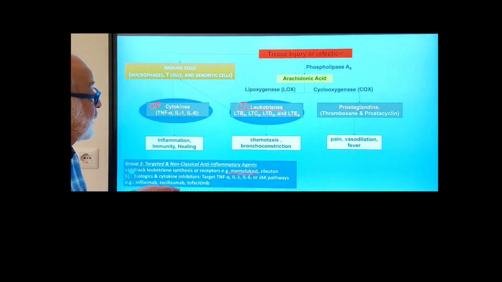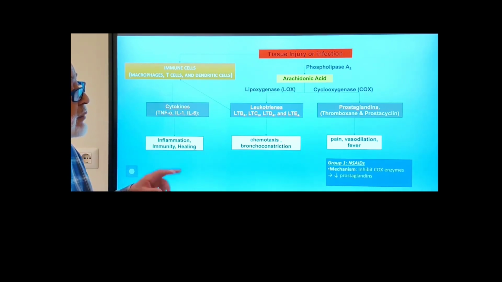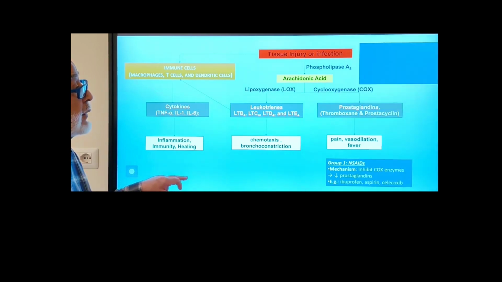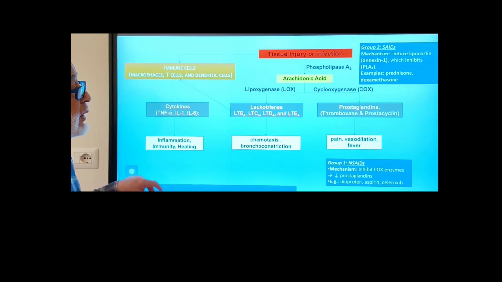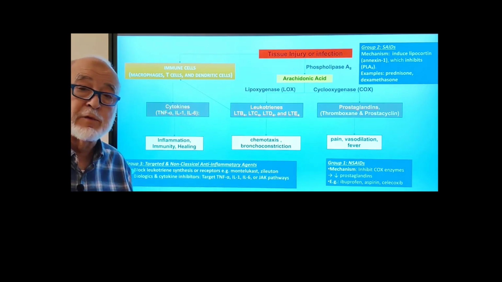These are the three classes of anti-inflammatory drugs. The first are the non-steroidal anti-inflammatory drugs, which act by inhibiting cyclooxygenase. The second act through inhibition of phospholipase A2. And the third are the non-classical, which act either on the leukotrienes or the cytokines system.